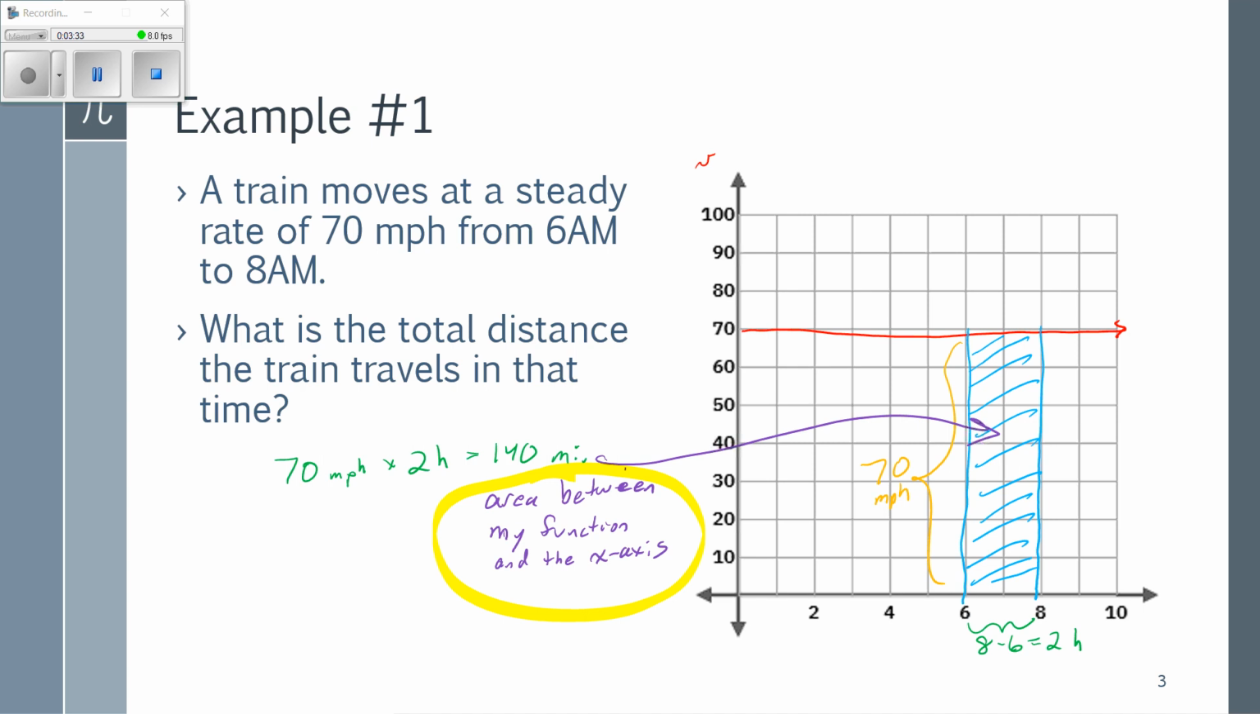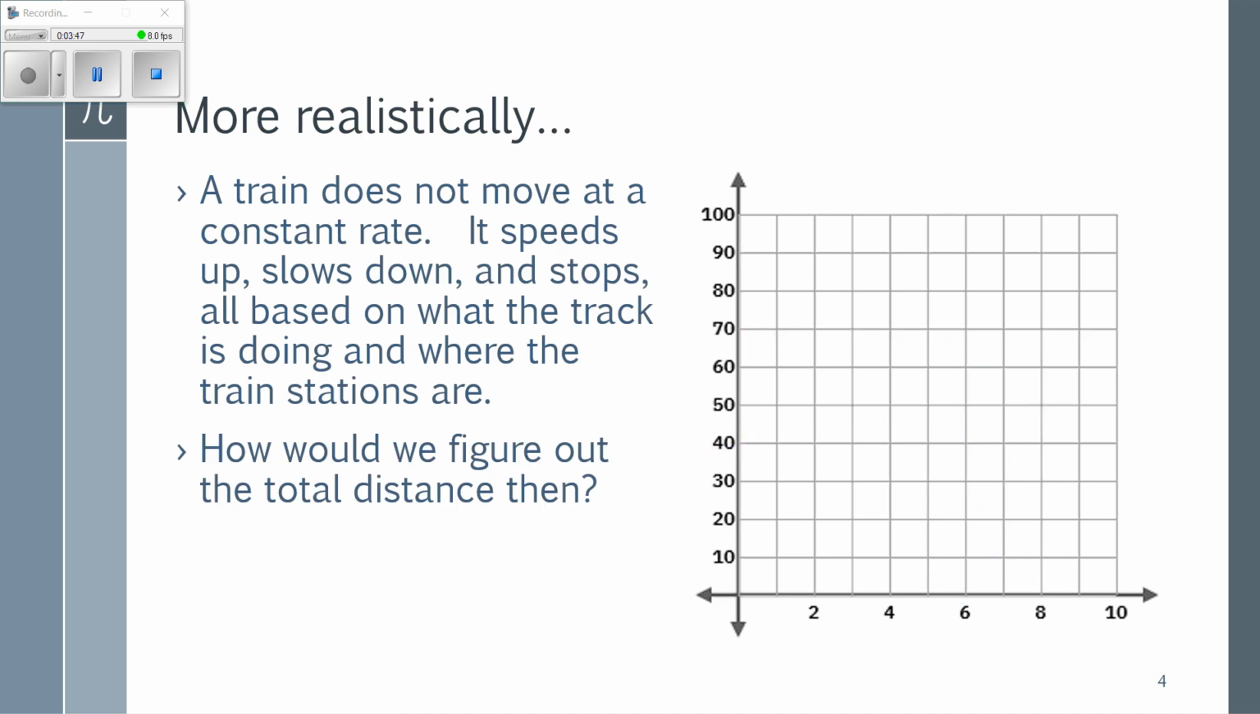But while we deal with things that are constant, or if I have a constant acceleration, so a constant rate or a constant second derivative, where it gets complicated is those aren't really realistic. So if I wanted a more realistic example, if I stick with the train, it doesn't move at a constant rate. It has to speed up, it slows down, it stops, based on what the track is doing. Are we going uphill, downhill? Are we going around a turn? How sharp is the turn? As we're turning, do we have to go uphill or downhill? Where are the stations? Because trains have to stop for people to get on and off. Otherwise, it gets a lot more dangerous.